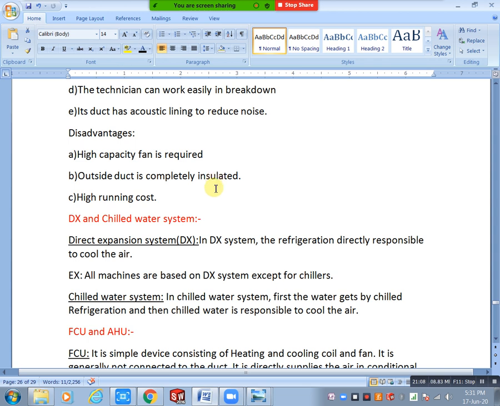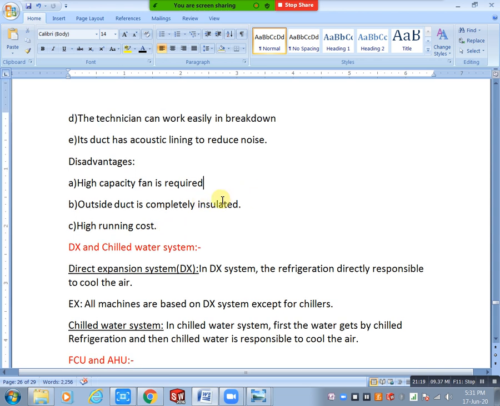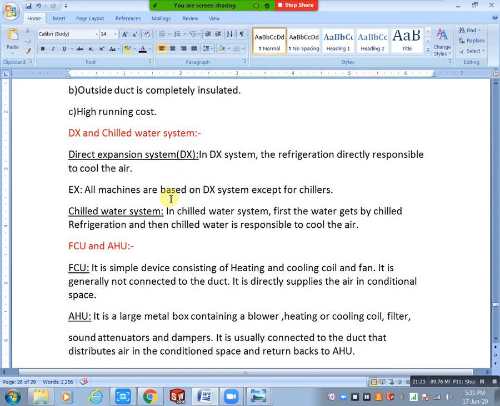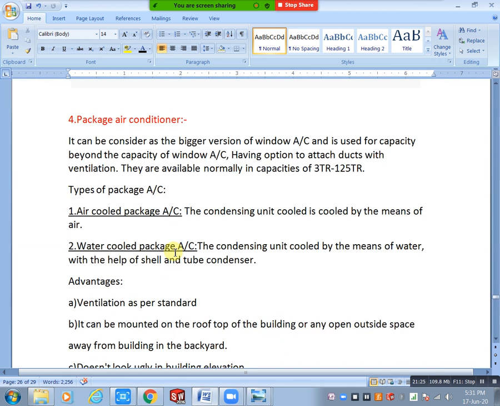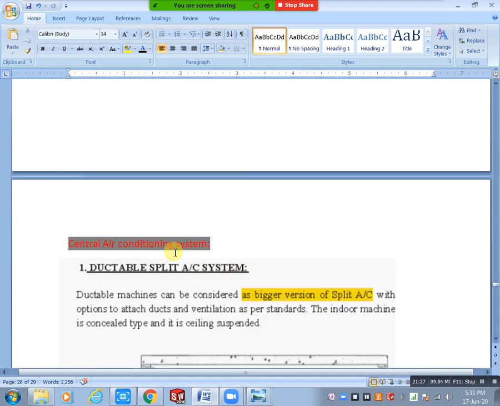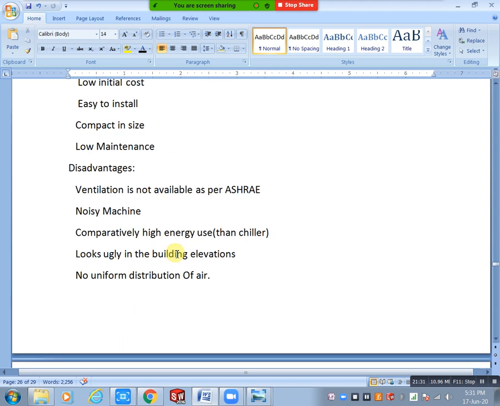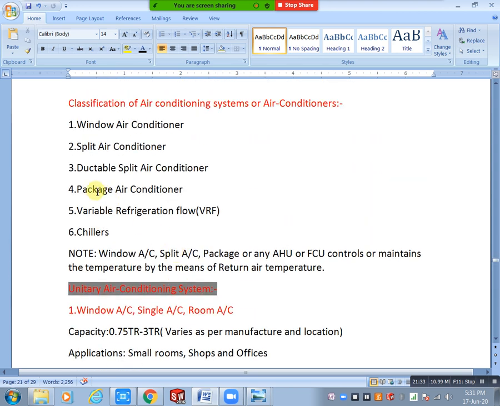Okay, next we will discuss DX and chilled water system. What is DX and what is a chilled water system? Already you know DX system means direct expansion system. Here I explained, we have 6 types of air conditioners. The first 5 we consider as DX systems: window air conditioner, split, ductable split, package and variable. These 5 we consider as DX, direct expansion systems, but a chiller is a chilled water system.